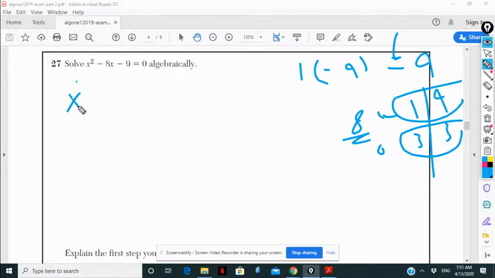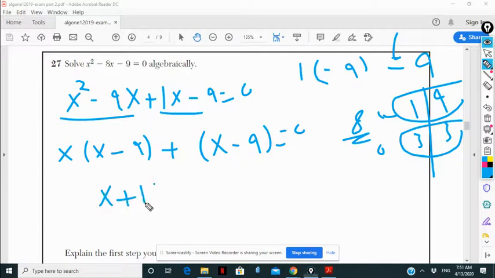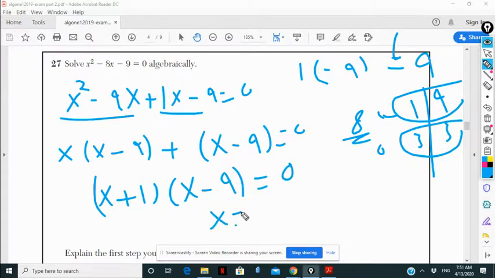So I'm saying x squared minus 9x plus 1x minus 9 equals 0. The common factor here is x, so I have x minus 9. The common factor on the other side is 1, so I have x minus 9 equal to 0. I have the same parentheses, so x plus 1 multiplying by x minus 9 equal to 0, so x equal to 9 and x equal to negative 1.